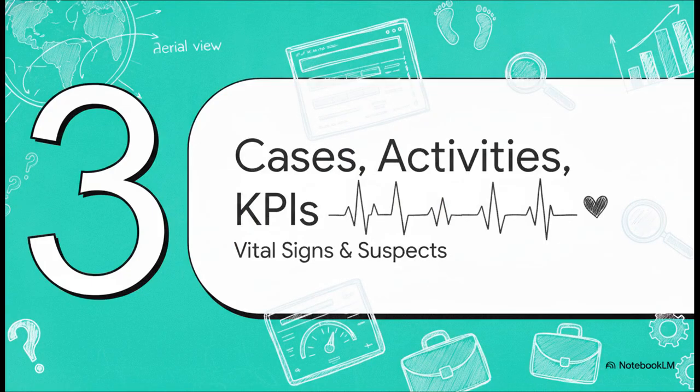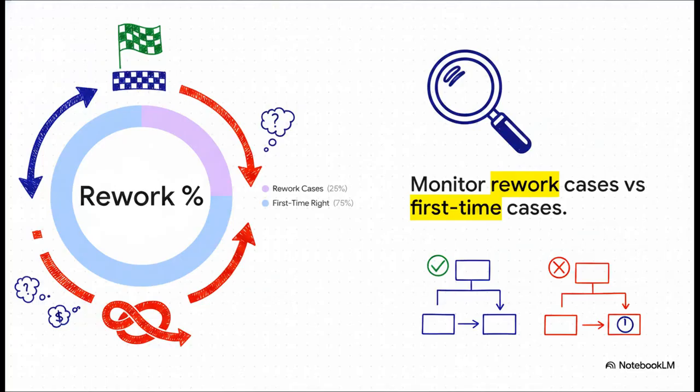That brings us to Section 3, Cases, Activities, and KPIs. If the map was our aerial view, these are the vital signs and the usual suspects. So we track your business's vital signs using key performance indicators, or KPIs, which are sitting conveniently up in the upper part of the Summary tab.